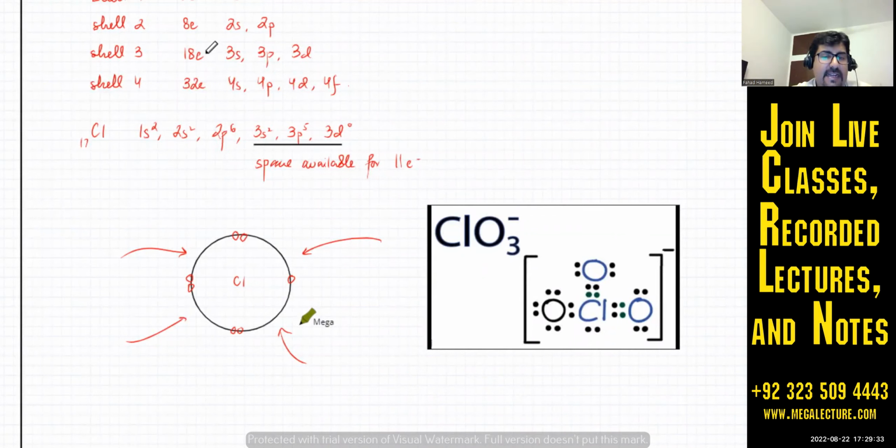So is this idea clear? Just the idea that atoms in shell number 3 and shell number 4 can have a lot more electrons. Okay, is this clear?